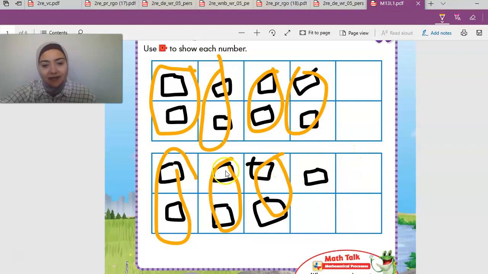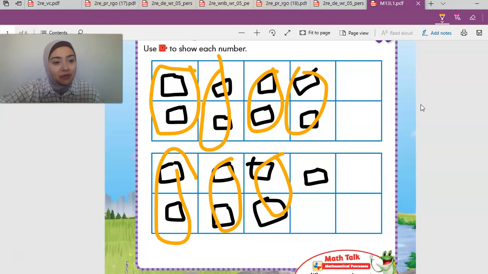So 7 is odd, 8 is even, and 10, let's see, 10. If we have 10 fingers and we put every 2 together, let's try that. Those are together, those are together, these are together, these are together, and these are together. Does everyone have a pair or a buddy? Yes, they do. So the number 10 is even.